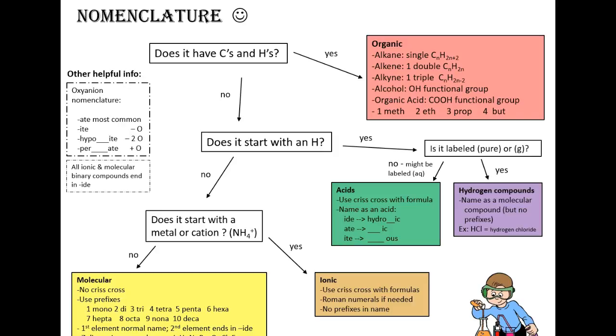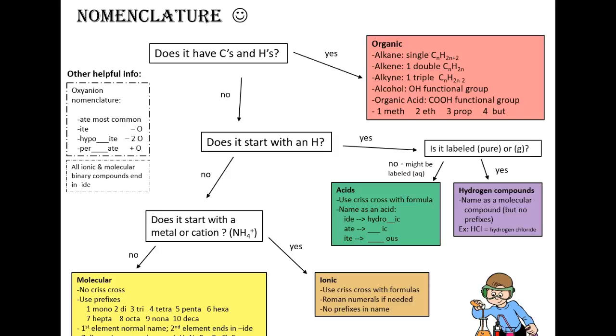As you approach the nomenclature portion of the test, remember that there are 4 distinct types of compounds to write and name: organic, acids, molecular, and ionic. One of the things you could start with is, does it have carbons and hydrogens? And if so, then it would be an organic compound: an alkane, an alkene, an alkyne, an alcohol, or an organic acid. And remember, the first 4 prefixes for organic compounds are a little bit different than the traditional numerical ones. Meth, eth, prop, and but represent 1, 2, 3, and 4 carbons.